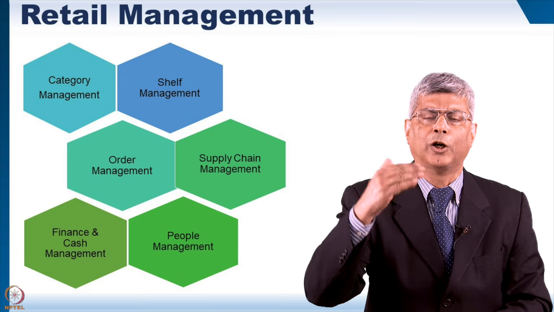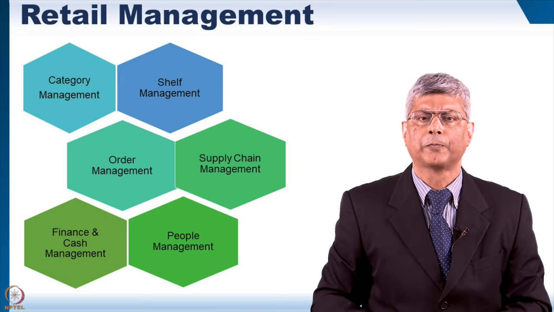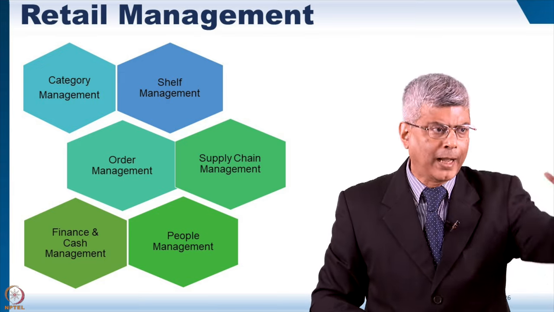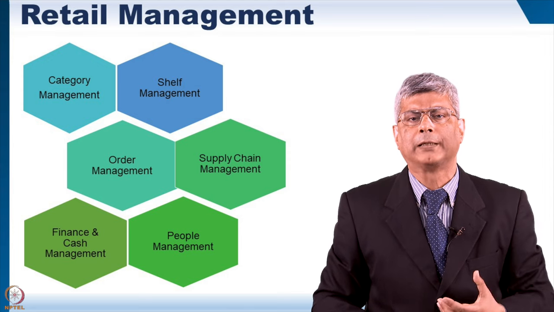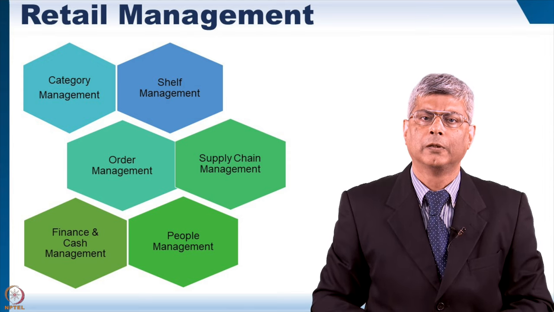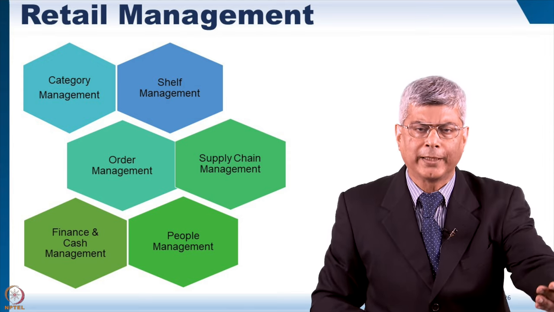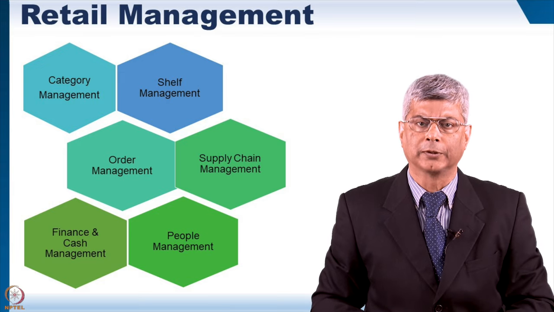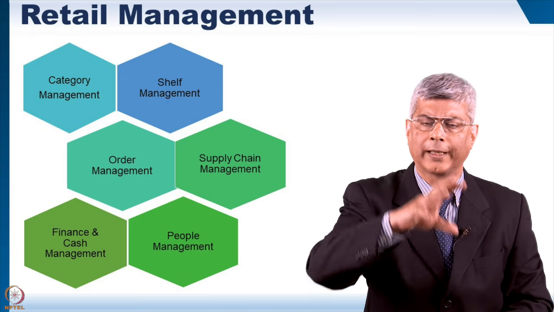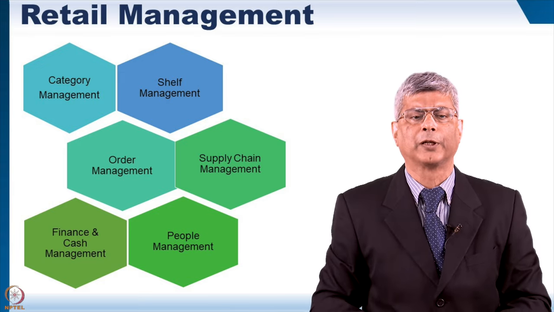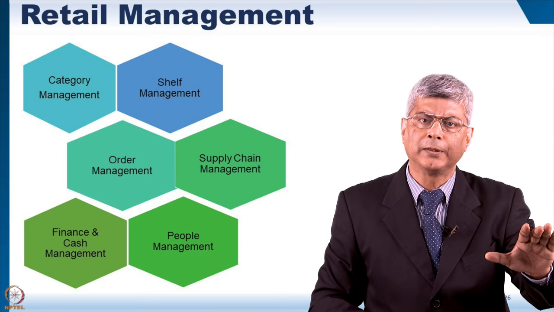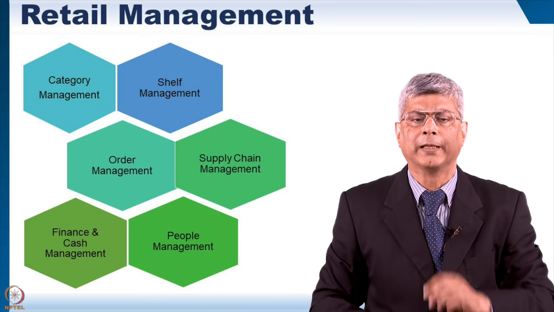Then you get into the operations of retail management. Supply chain management, buying the product daily, weekly, monthly, and then making sure that you're ordering on the distributors, be it on Udaan or JioMart or any of the distributors that's giving you the product. So supply chain management, order management.